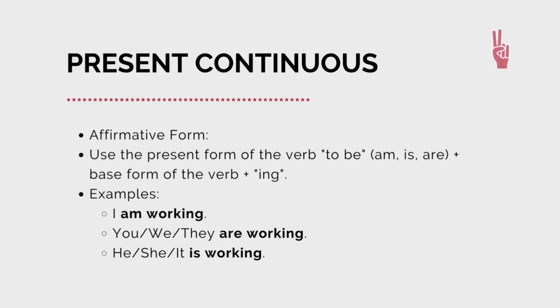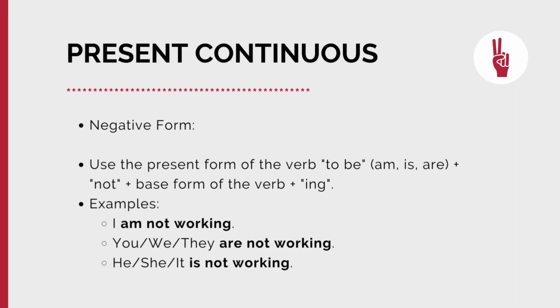To form the present continuous in a negative form, we use the present form of the verb to be: am, is, and are, plus not, plus the base form of the verb, plus ing. For example, I am not working. They are not working. It is not working.